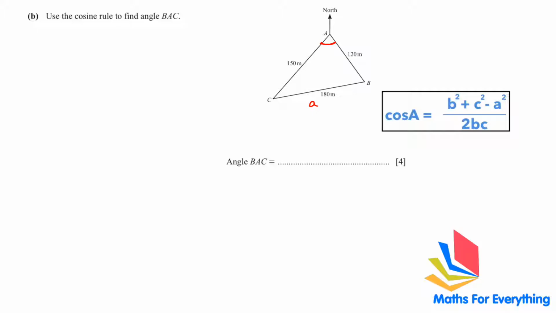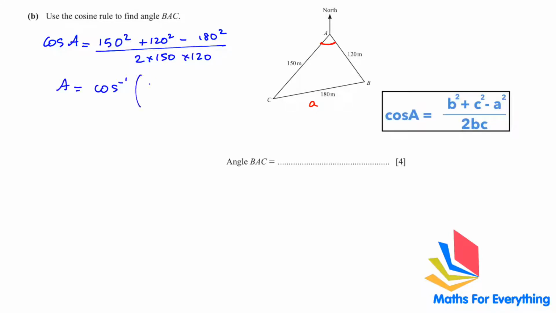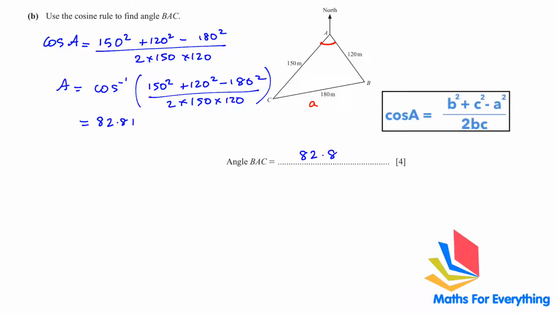So let's write down: cos A is equal to 150 squared plus 120 squared minus 180 squared, over 2 times 150 times 120. The whole thing you can just write as cos inverse of 150 squared plus 120 squared minus 180 squared, over 2 multiplied by 150 times 120, to get the angle A. We will get angle A is equal to 82.81, rounded to 1 decimal place. So angle BAC is 82.8.